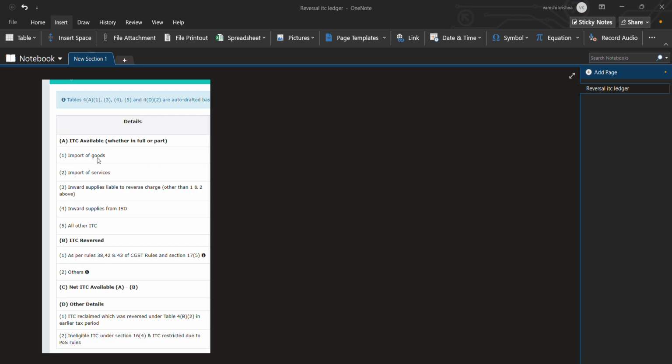First, in the input available column, import of goods and services. If we did any import of goods and services, we will claim in the respective tabs. Whereas the third one will be inward supplies liable to RCM. If we show any RCM supplies in the liability column in GST table 1, it will be reflected. We can claim the same amount here. I mean, only if we show liability can we claim it.